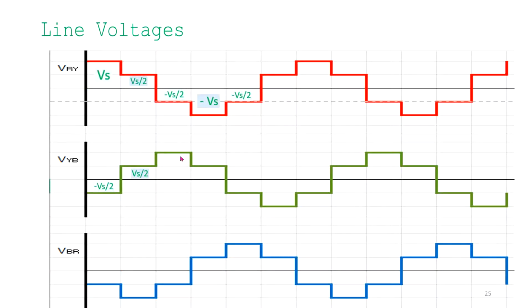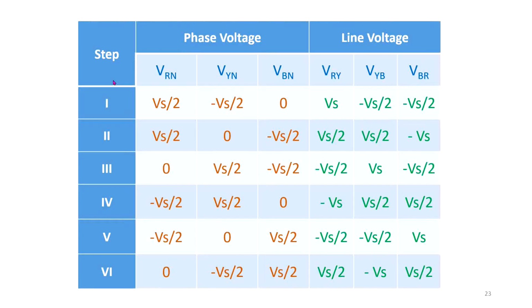You have a similar situation for the line voltages. You can see the table. Let's go back and see the table. Here we can remember two values: Ry is Vs, and Rn is minus Vs by 2.